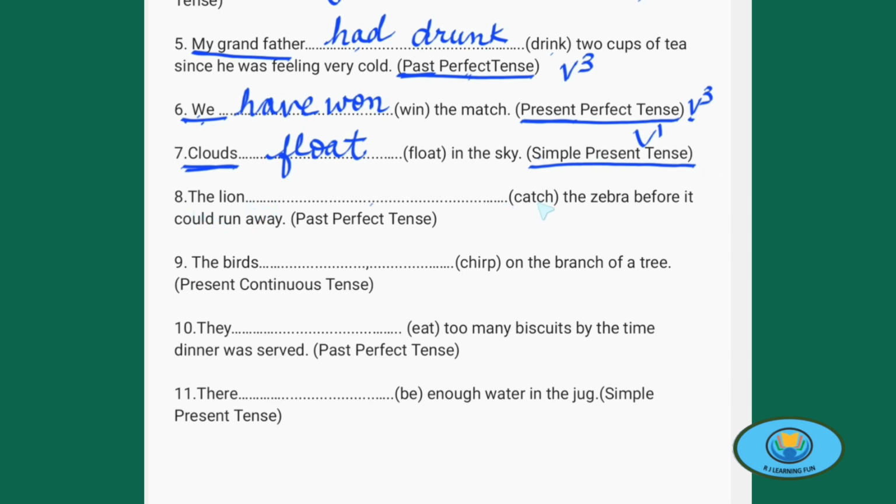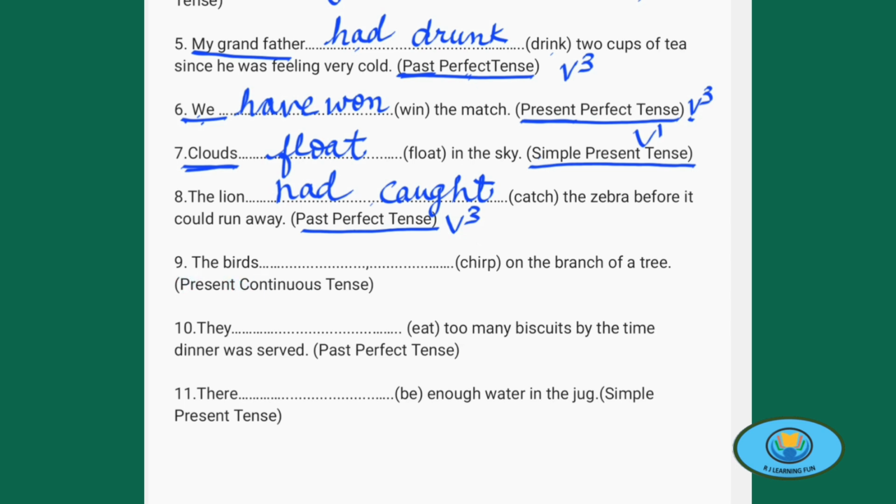The lion caught the zebra before it could run away. Past perfect. Whenever you see perfect, remember third form. Third form is catch, caught, caught. So it is caught, but to show that it is past perfect, not present perfect, we'll use the past form of have, which is had. So had plus third form of verb is past perfect.